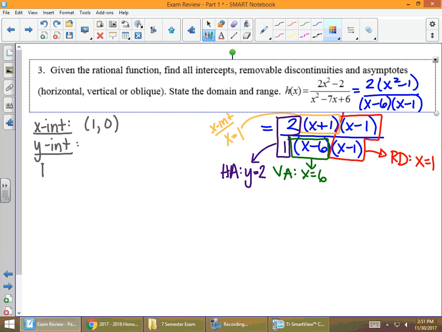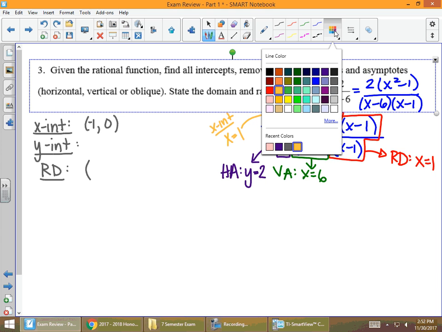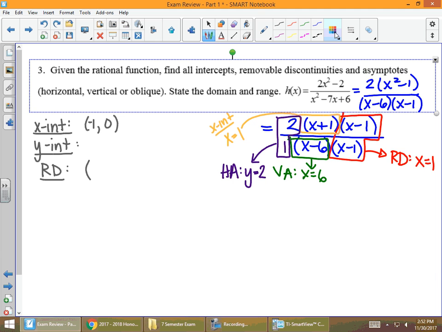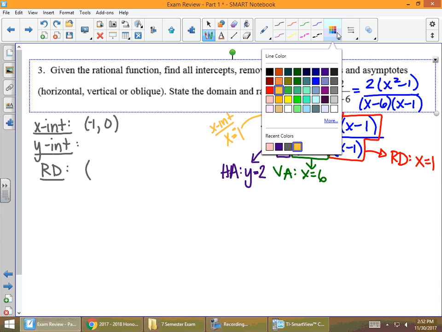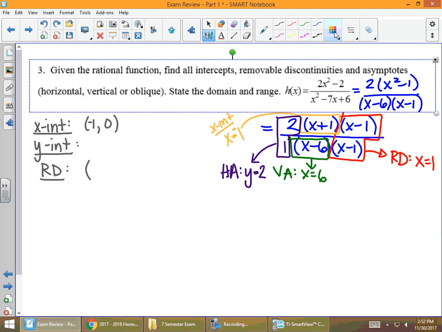We have a removable discontinuity. It's at x equals positive 1. Oh, I need a -1 there with my x-intercept. Sorry about that. Back here, when I set x plus 1 equal to 0, I should get -1. You guys are probably yelling at me through the computer. Okay, so my removable discontinuity is at 1, and we can find that y value using our calculator in a minute.